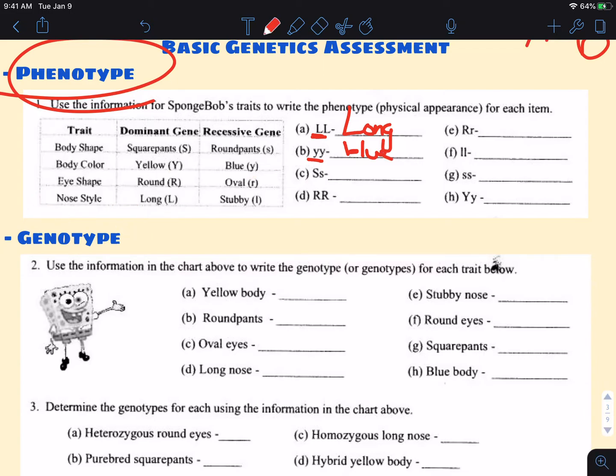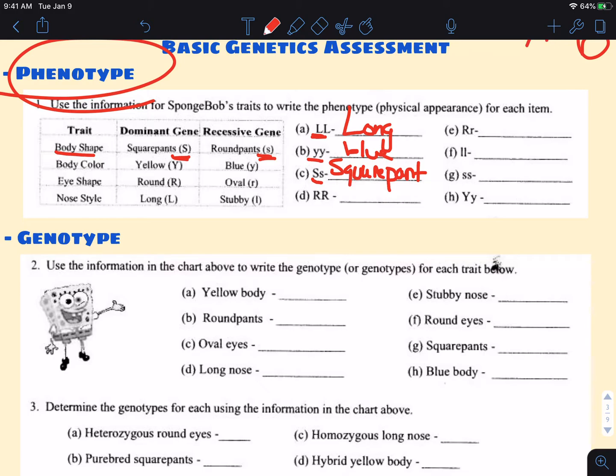All right, now if we have the different situation, which would be big S, little s, that's heterozygous. That's when we have one and we have the other. Remember, we're talking body shape here, and this one is still going to be square pants. It's square pants because when you have a dominant and a recessive, the dominant always wins. Every single time, the dominant will win.